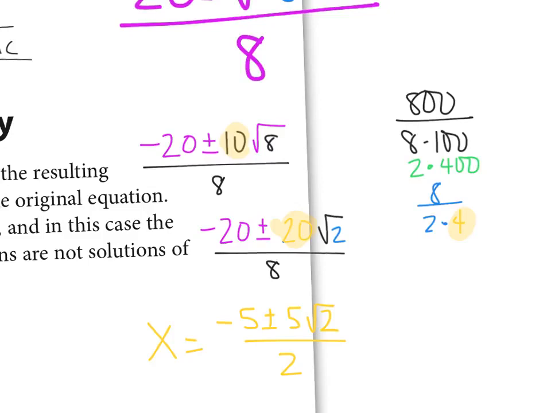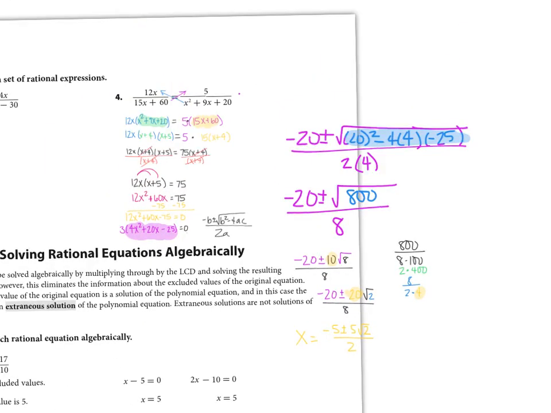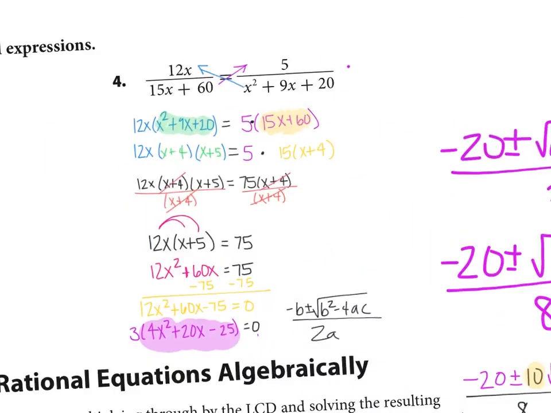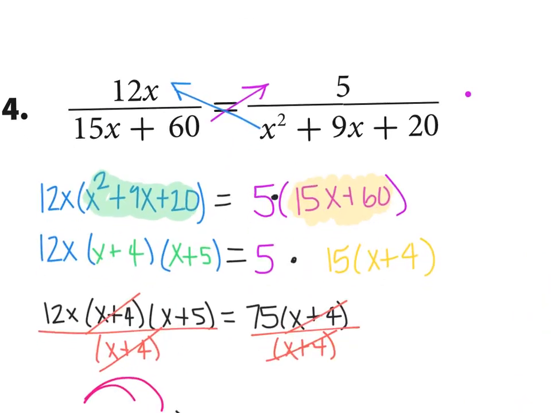The only problem that we may potentially have is that sometimes these problems have excluded values, and our excluded values trump our answers. So we have to go back and figure out what our excluded values are in this problem. So where do we find excluded values from? Denominators. So anything that was ever in the denominator at any point in time is going to give us an excluded value.